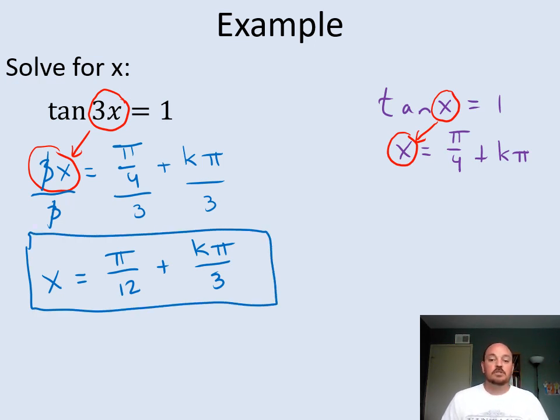So that's called a multiple angle question. Remember, if you ever have inside of your trig function tangent of 3x or sine of 2 theta or something like that, solve the question normally, but you get an extra step on the end where you have to finish solving for x.